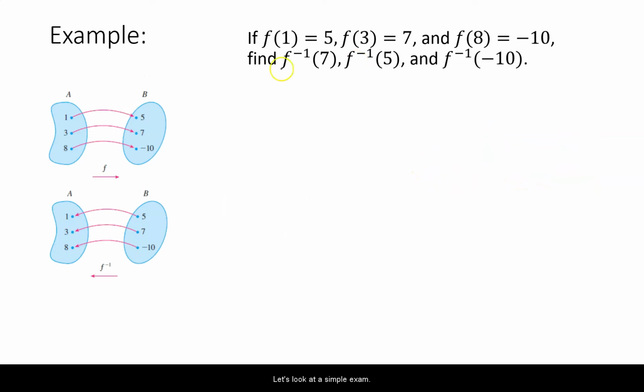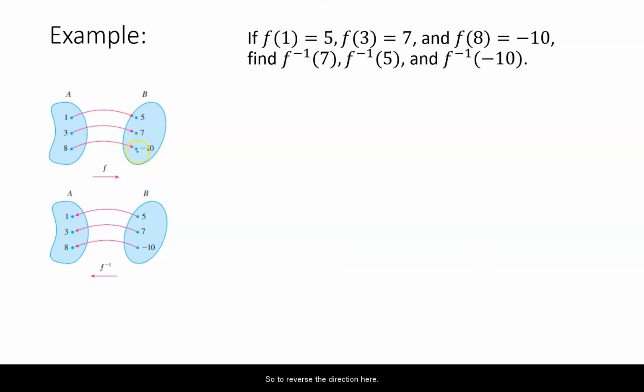Let's look at a simple example. If f of 1 equals 5, f of 3 equals 7, and f of 8 equals negative 10, find f inverse of 7, f inverse of 5, and f inverse of negative 10. Again, here we can visualize with this mapping diagram. 1 gets sent to 5, 3 gets sent to 7, 8 gets sent to negative 10.